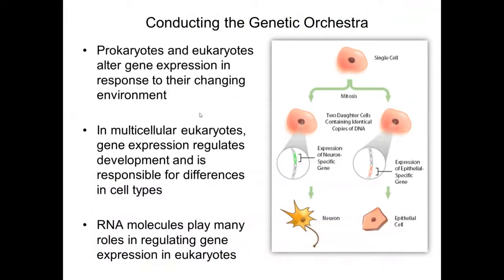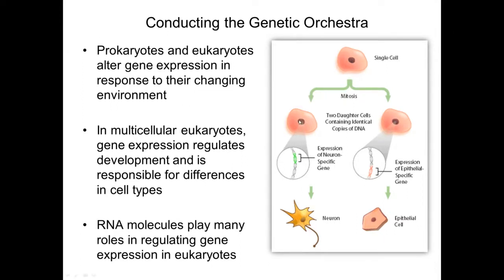So keep in mind that in every cell, you only want to express the genes, and remember what that means. That means make the proteins, go through the whole central dogma. You only want to express the genes that are necessary and needed for that particular cell to function. It costs energy, it costs time, it costs resources to make those proteins. So you only want to make the ones that are necessary.